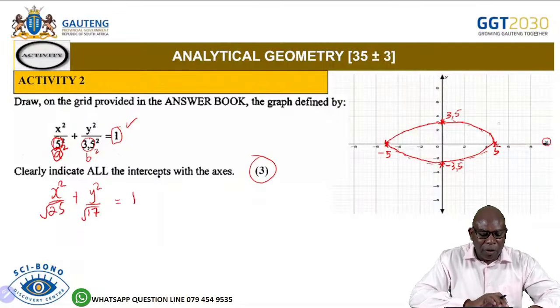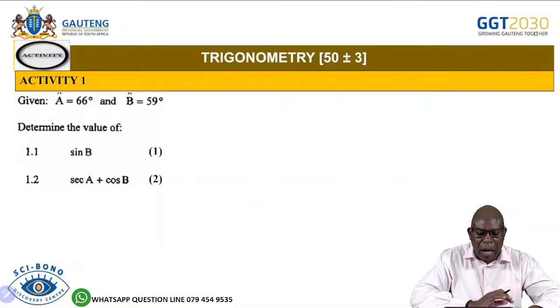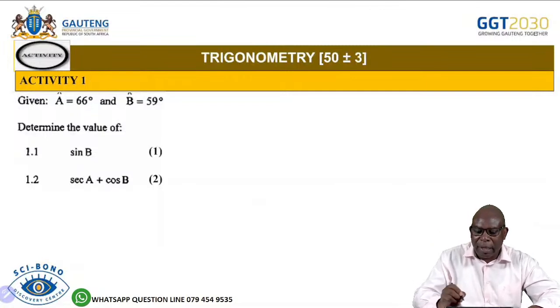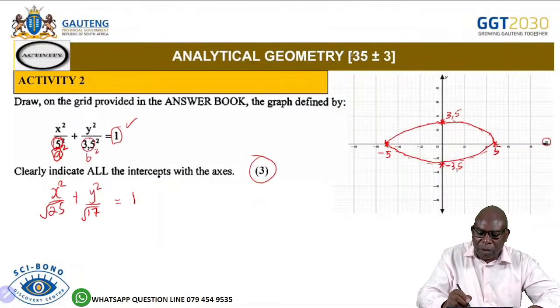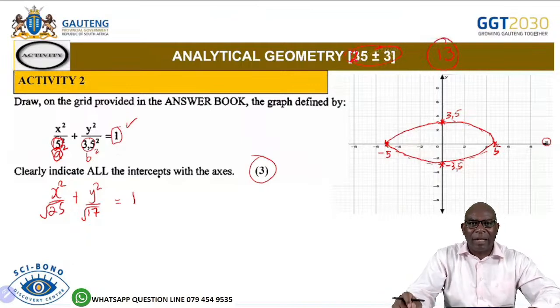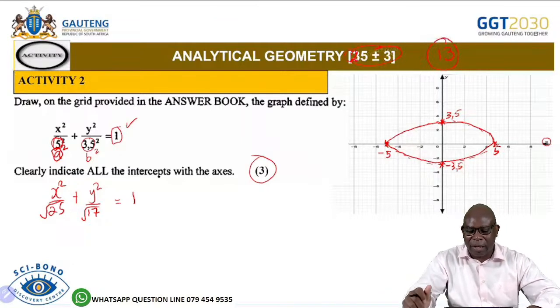That is the end of our analytical geometry. And when I counted all those marks out of analytical geometry, sorry, this is 25, it's not 35. When I counted all these marks there, out of 25, I got 13. At least if I can get the minimum of 13 in this analytical geometry, I'm on the right track.